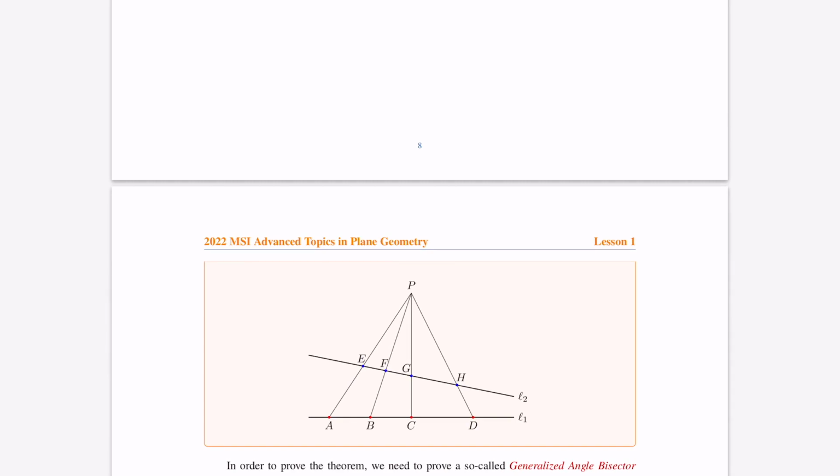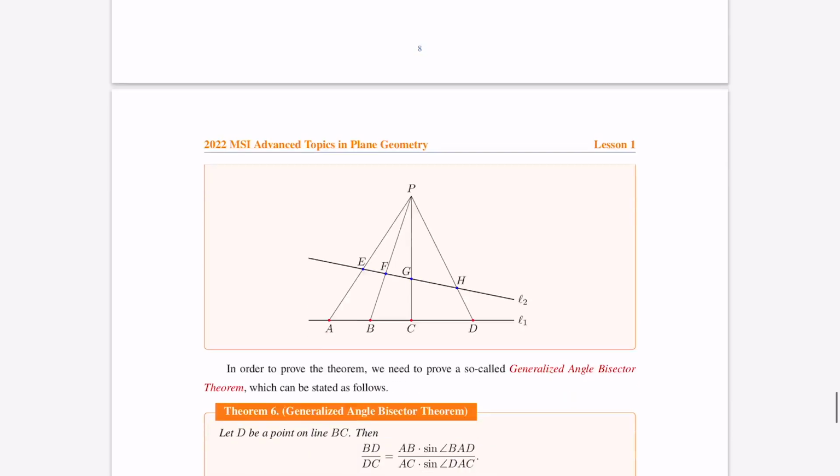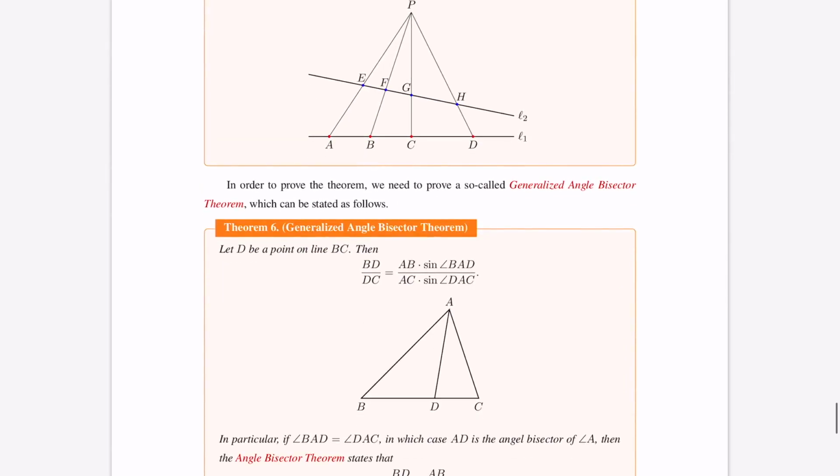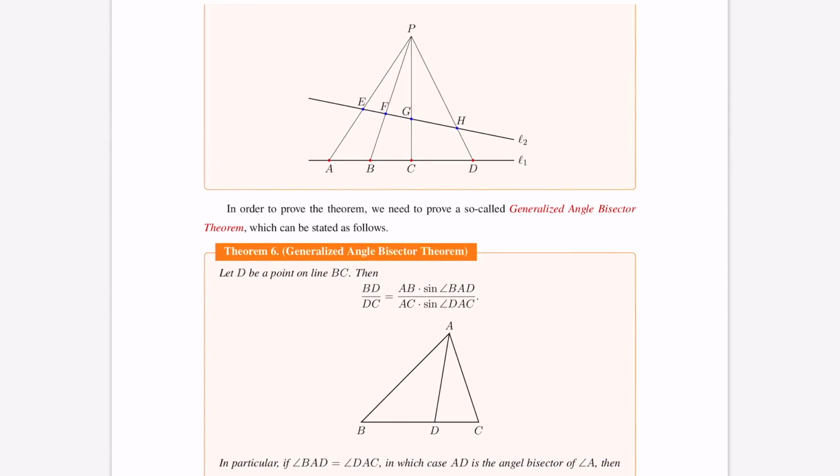And in order to prove it, I want to introduce another very, very important theorem called the Generalized Angle Bisector theorem. Please remember that theorem because it is equally important and will give you surprising results in solving difficult problems. I will use a little bit of trigonometry to do so.